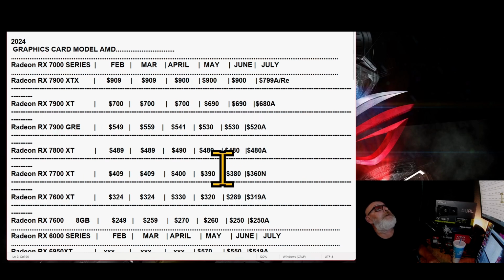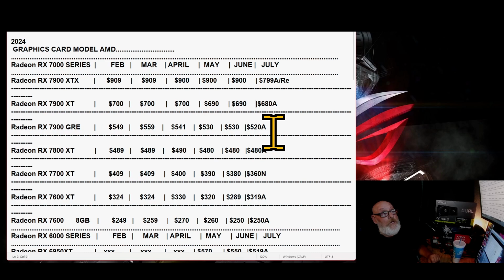Let's fix this as we go along. I thought I had it fixed, but I forgot to resize this. So let's see, the 7900 XT starting out in February, $700, March $700, April $700, May was $690, and June was $690. But this month on Amazon it's $680, brand new.